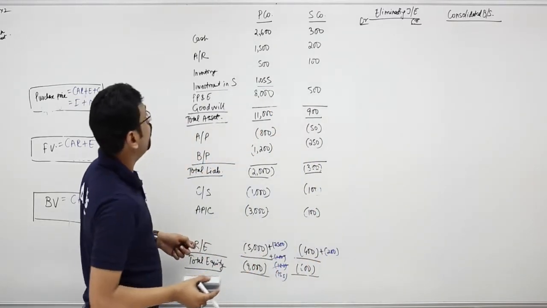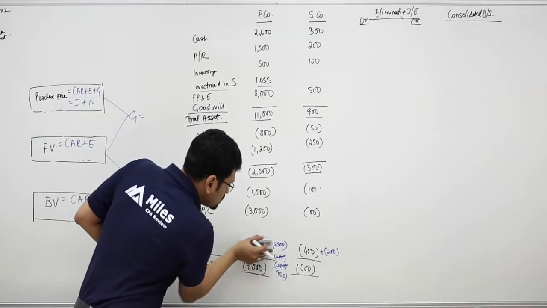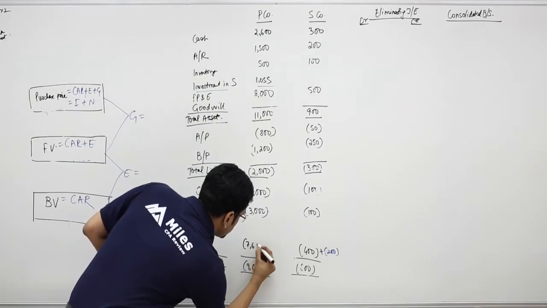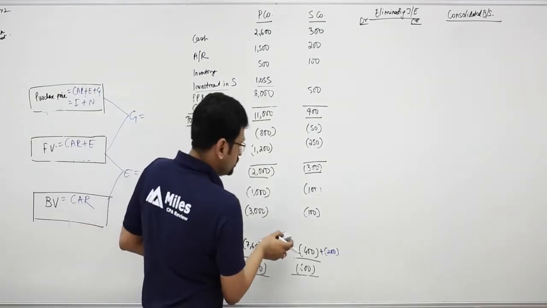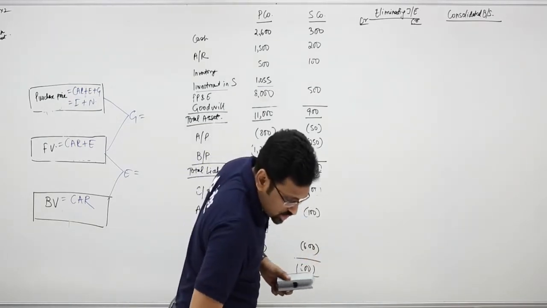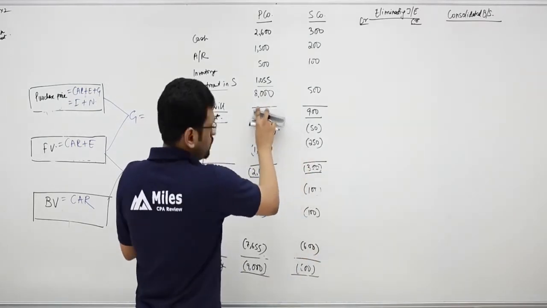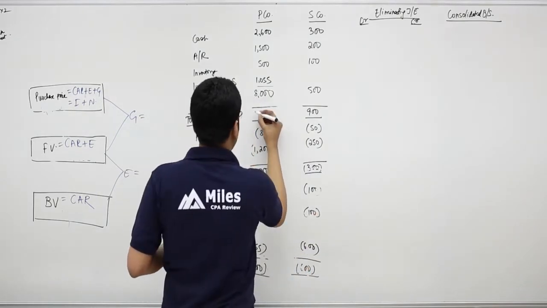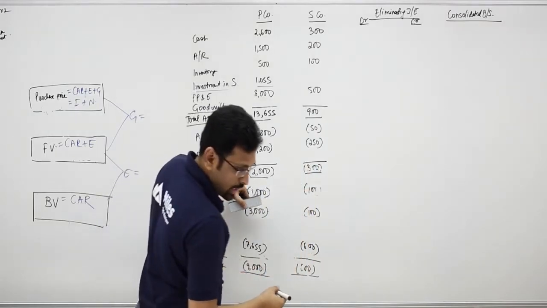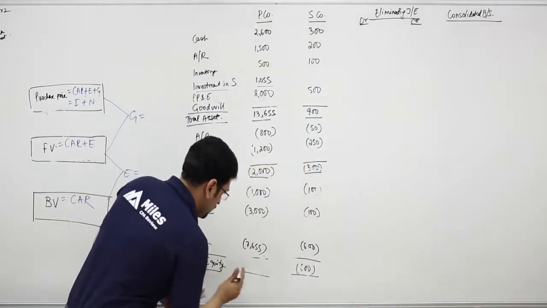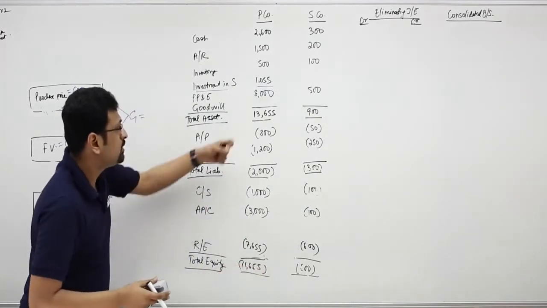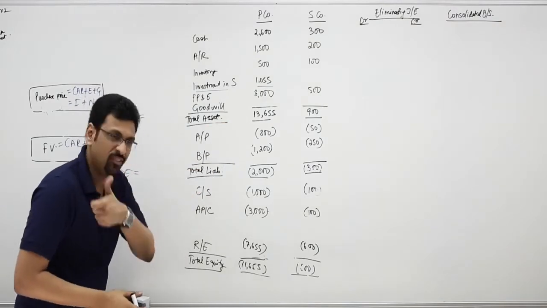Retained earnings of the parent, that becomes 7,655. And retained earnings of the subsidiary, that becomes $600. The totals would naturally change, so this becomes 13,655. This remains at 2,000, and this becomes 11,655. Quick check, 13,655 minus 2,000, that's 11,655.